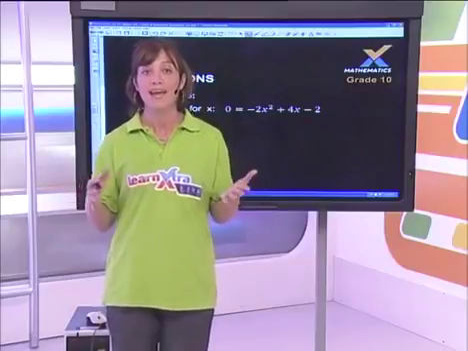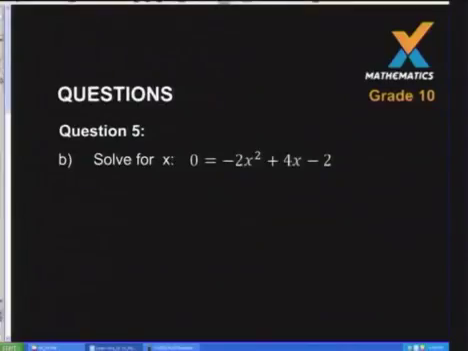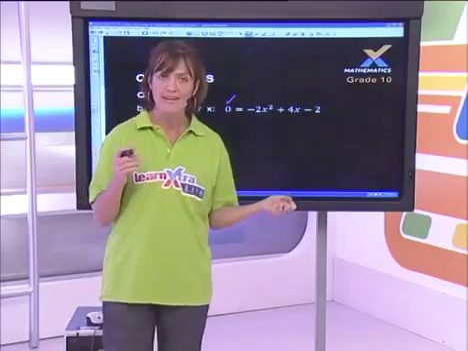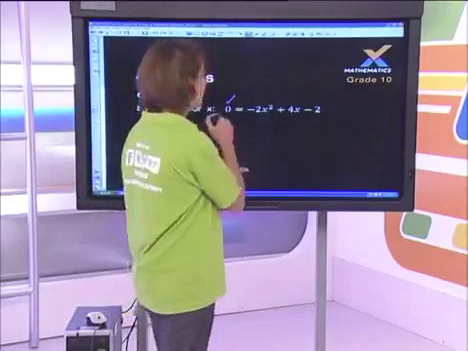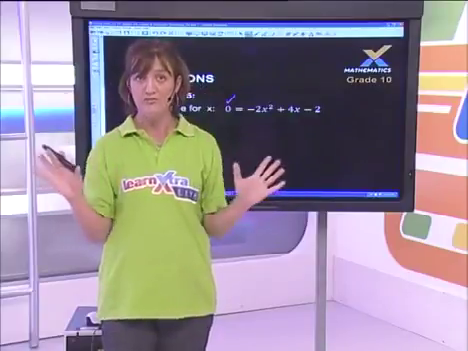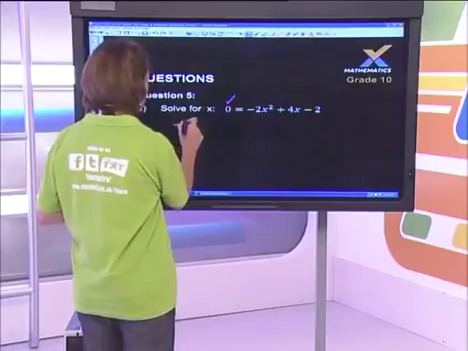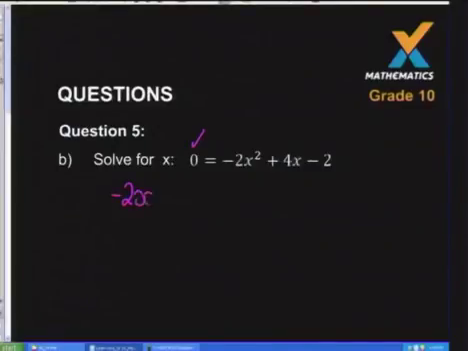Okay, once again, the setters of this question have been nice to us because over here, I've already got one side equal to 0, all right? It's the other way around. The right-hand side is equal to all the values and the left-hand side is equal to 0. If it looks better to you, you can swap them around, okay? So we could write this as negative 2x squared plus 4x minus 2 equals 0. Okay, so we can do that.